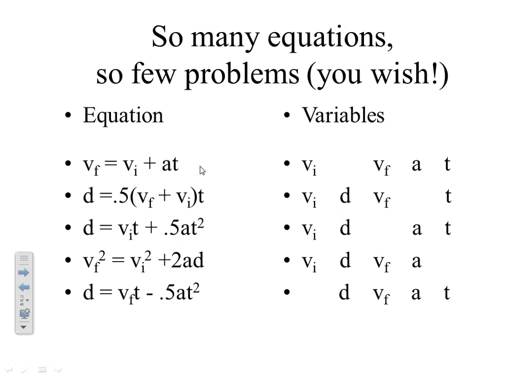Notice that there are 5 different equations, and there are how many different variables? 5 different variables. Right. Coincidence? Nah. Okay, each equation has 4 variables in it. So this one has v initial, v final, acceleration, and time. It does not have displacement. This one has v initial, displacement, v final, time. It does not have acceleration, and so on.